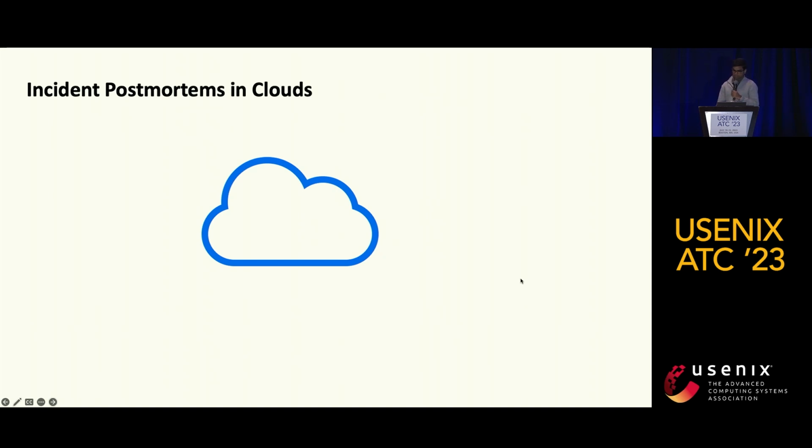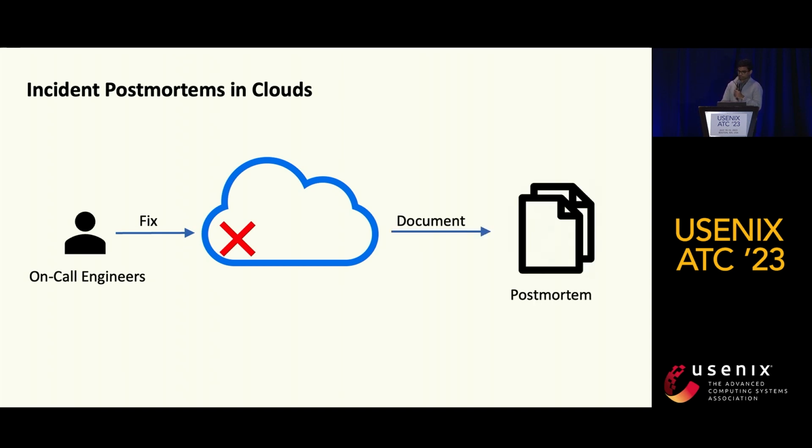Today's clouds are organized as many different services, and when an incident occurs in the cloud, on-call engineers debug and fix the incident to restore the service functionality. And after this, they document their debugging process and the details of this incident into a postmortem report in natural language so that others can learn from the incident and cloud management can audit the incident debugging process.